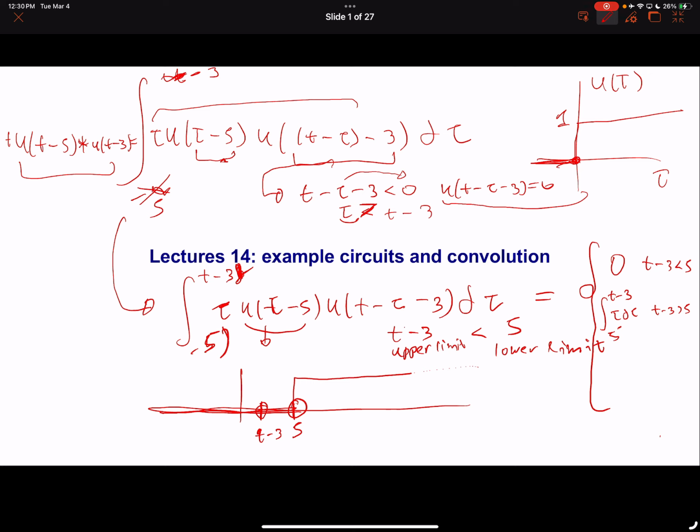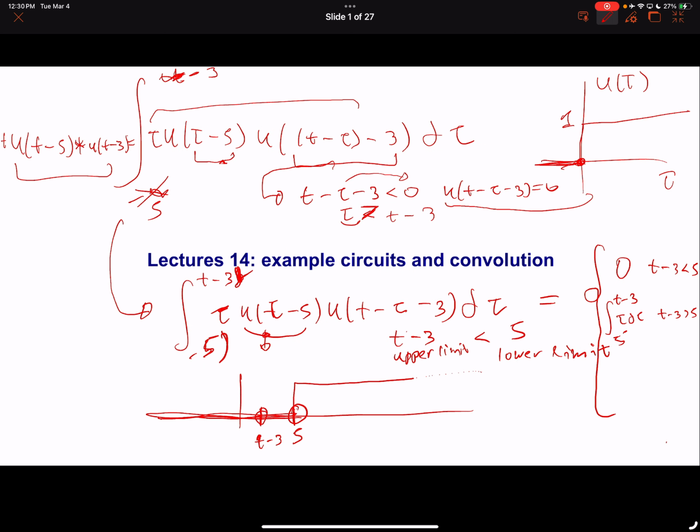I have a question. Yeah. So if you looked at your first integral where you wrote it all out, since u of tau minus 5 and u of t minus tau minus 3 are both 1 there, is that why you're left with only tau when you evaluate that integral on the right side? Well, they're both 1, so 1 times 1 is 1. So both of them will be 1 in the range from 5 to t minus 3. So it's really tau times 1 times 1.